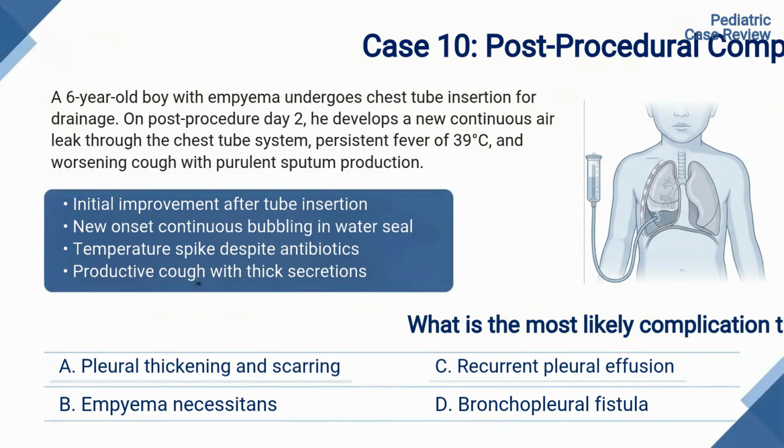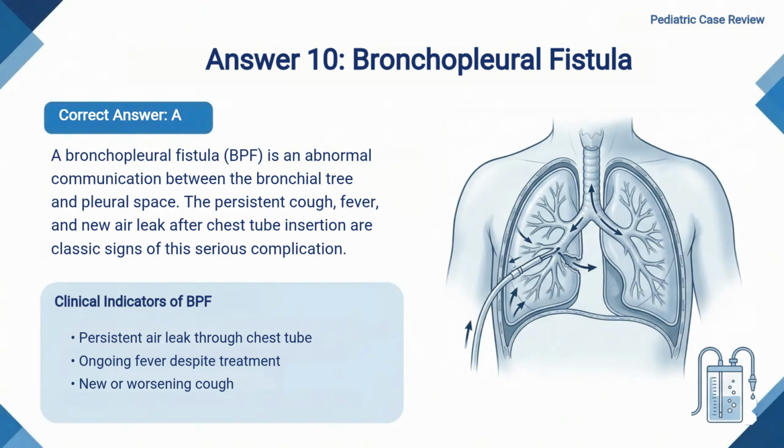Option A, pleural thickening and scarring. Option B, empyema necessitans. Option C, recurrent pleural effusion. Option D, bronchopleural fistula. The correct answer is option D, bronchopleural fistula. A bronchopleural fistula is an abnormal communication between the bronchial tree and the pleural space.